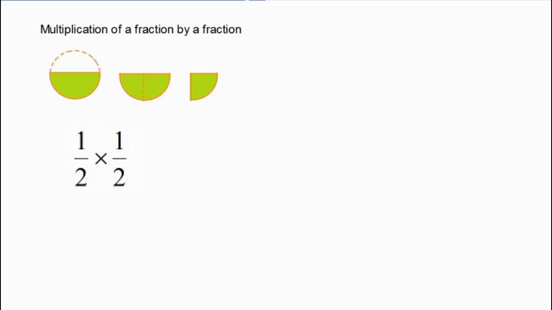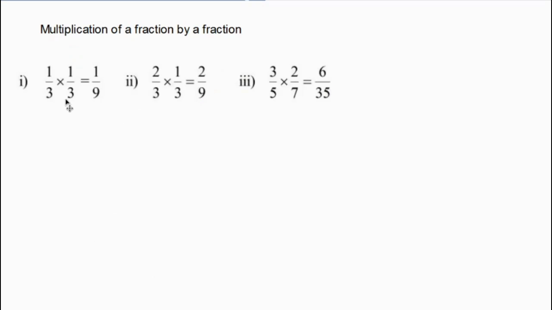So multiplying 1 by 2 into 1 by 2 will be same as multiplied 1 times of the 1, the 2 numerators will multiply, and then the 2 denominators will multiply. So 1 times of 1 is 1, and 2 times of 2 is 4. So half of the half is 1 by 4. Similarly, 1 by 3 into 1 by 3 will be 1 by 9, because 1 times of 1 is 1, and the 3 times of 3 is 9.